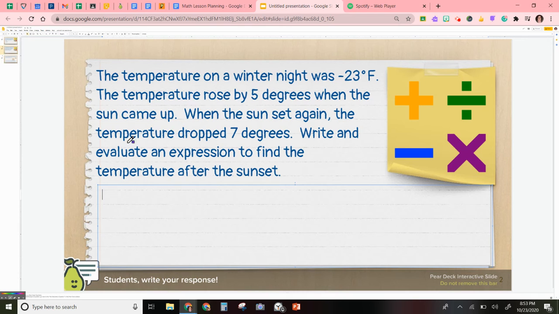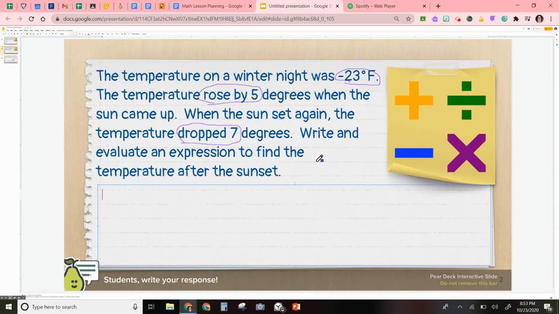Let's go back and look for important information. I know that first it says the temperature on a winter night was negative 23 degrees Fahrenheit. So I'm going to circle that. That's where we're going to start. Next, the temperature rose by 5 degrees. So rose by 5 is my next important information. When the sun set again, the temperature dropped 7 degrees. We dropped 7, so that means that is important information as well.